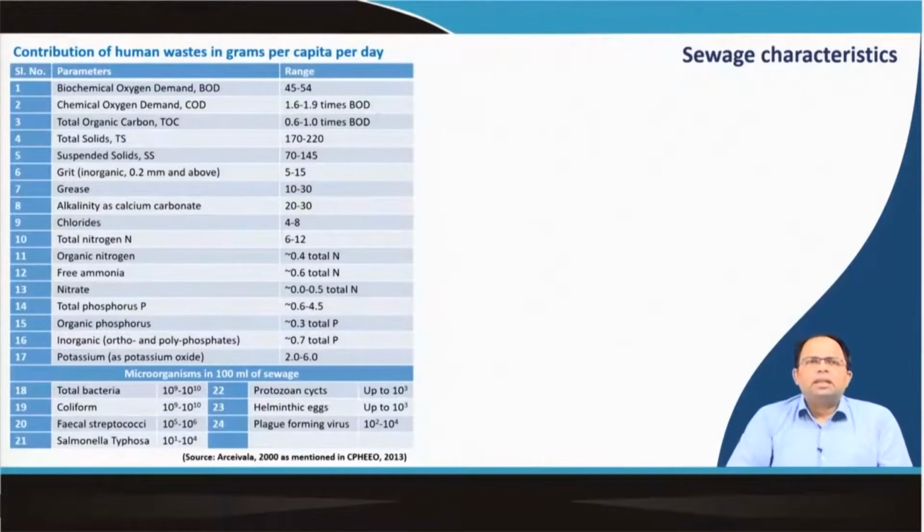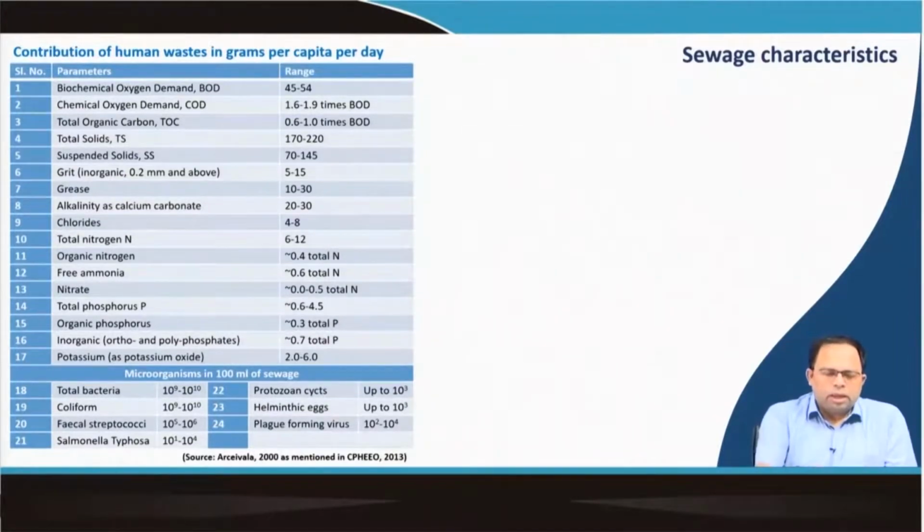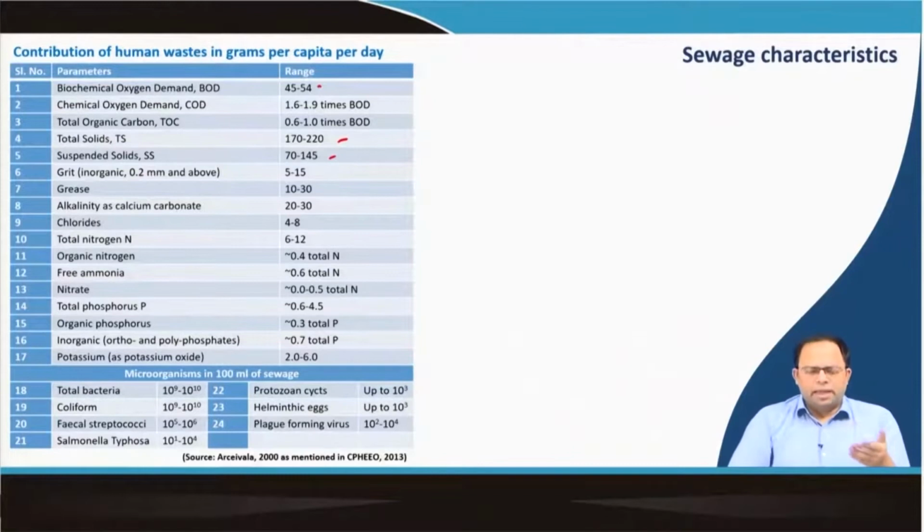In this table, you can see the contribution of human waste in terms of grams per capita per day. The human waste includes BOD, the biological oxygen demand, which comes to around 45 to 54 grams per capita per day. Similarly, total solids come to around 170 to 220 grams, suspended solids 70 to 145 grams. And then you have ammonia, nitrogen, chlorides, phosphorus, all these things. Some of this we have learnt earlier, when we were thinking about creation of biogas, mixing both human waste as well as cattle waste.